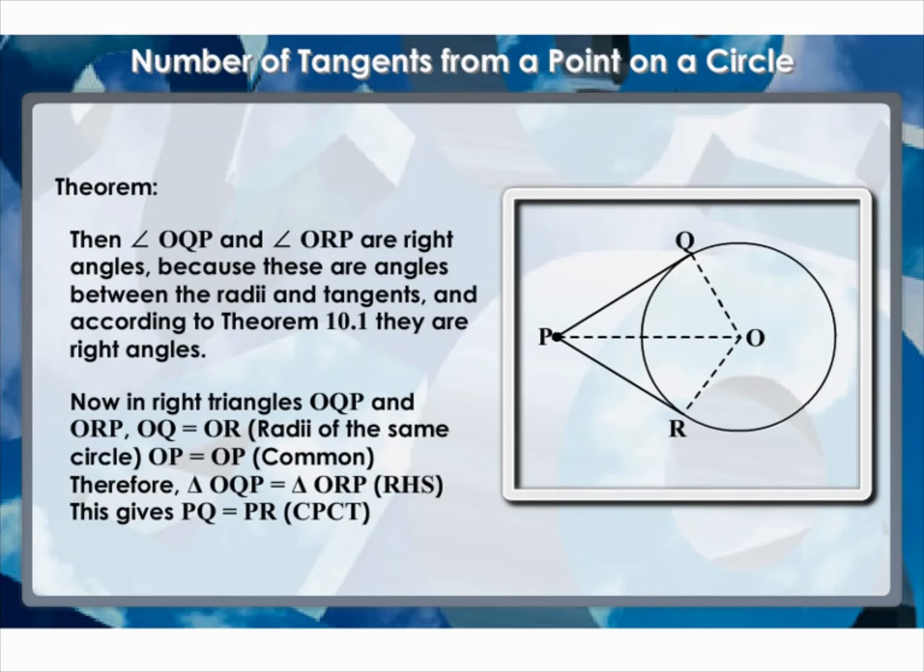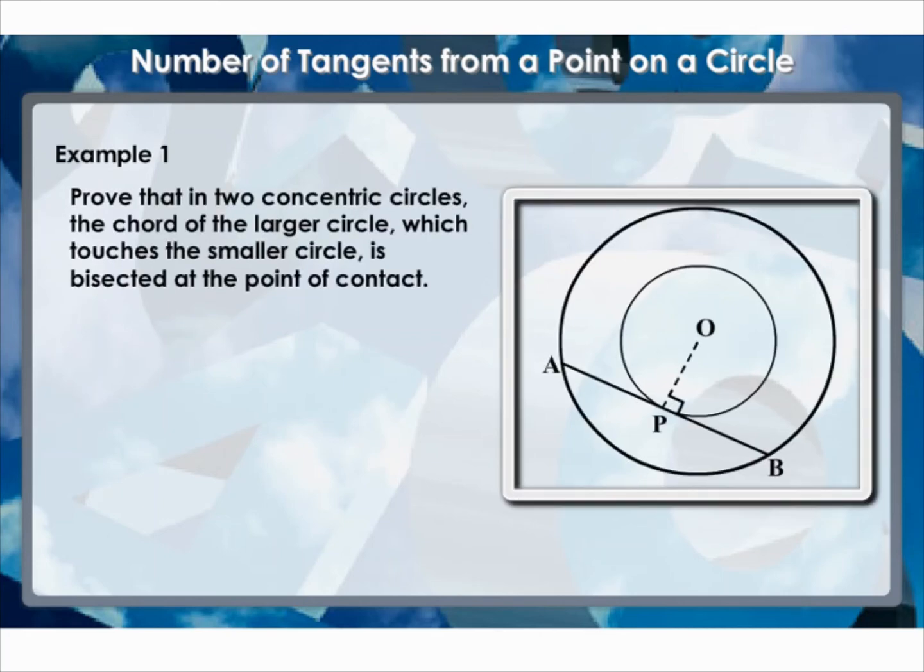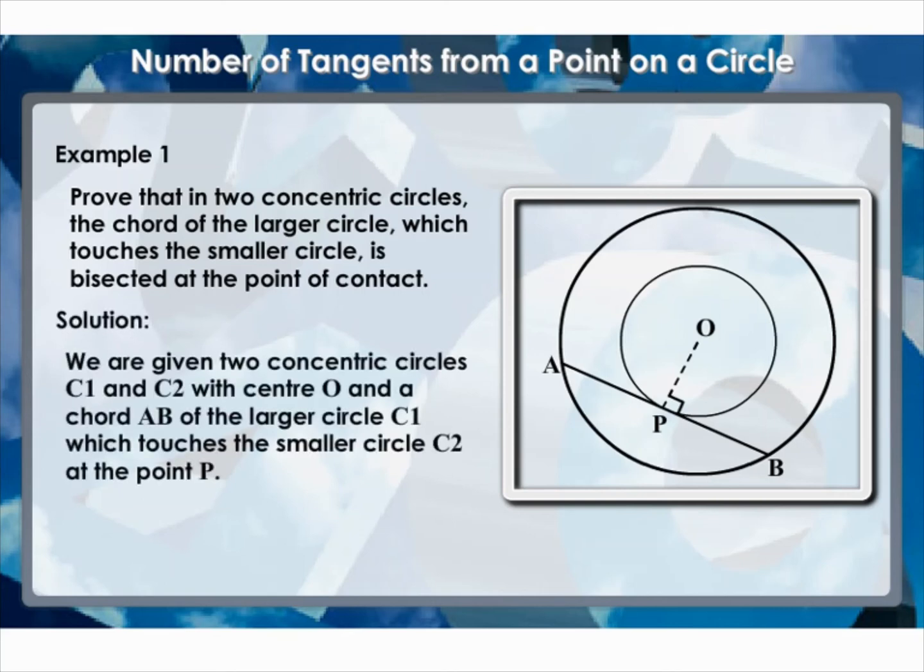Now, in right triangles OQP and ORP, OQ is equal to OR, radii of the same circle. OP is equal to OP, common. Therefore, triangle OQP is congruent to triangle ORP, by RHS. This gives PQ is equal to PR, by CPCT.